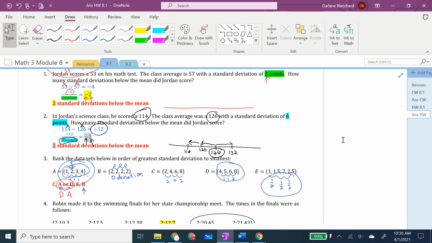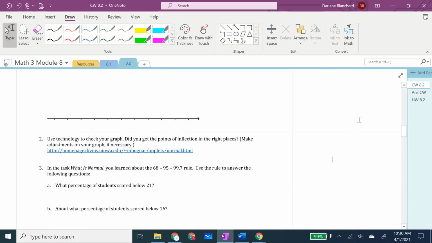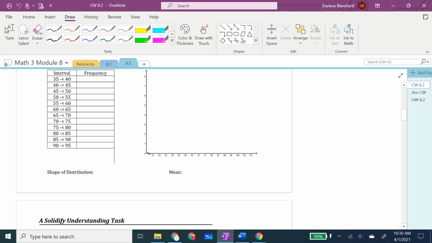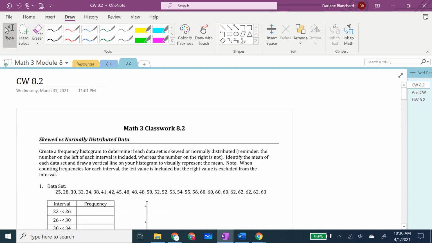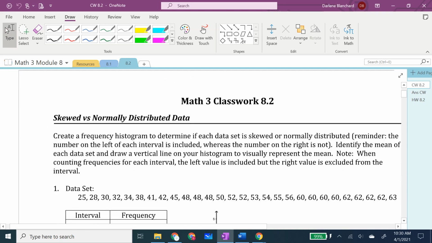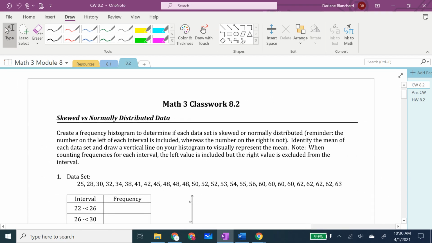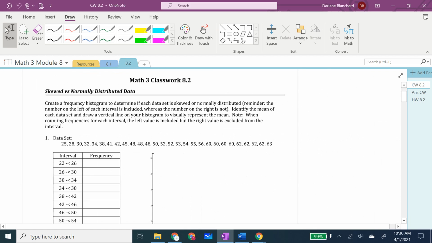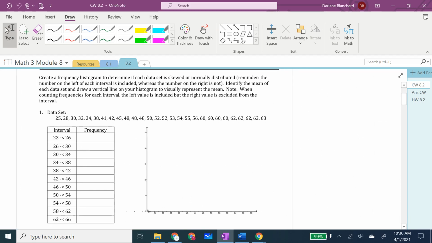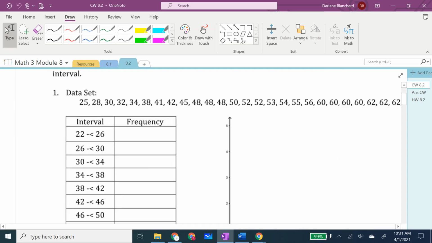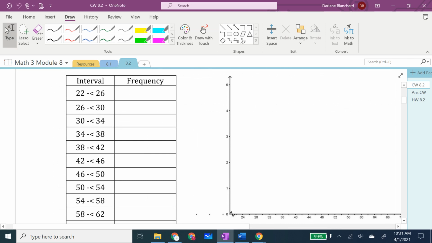And all right, we're going to move on to today's classwork. We're not going to do everything in this classwork. We're just going to see what we're able to get through. Now, for these first couple of problems in your classwork, you are creating a histogram, a frequency histogram. So let me help you with getting started.